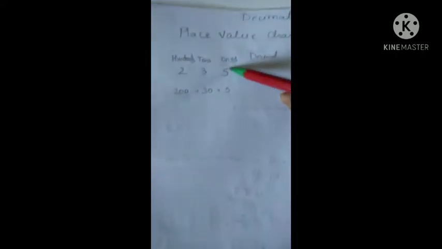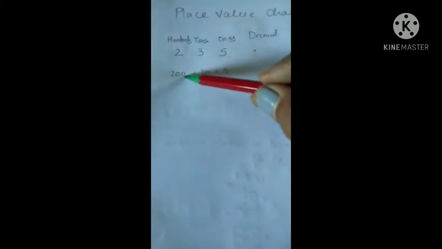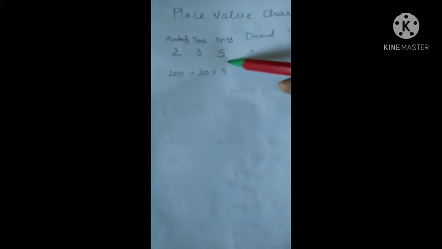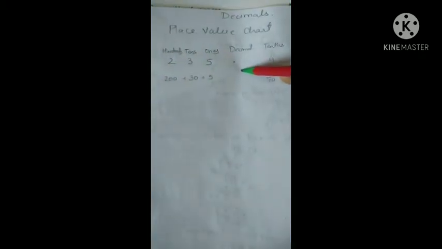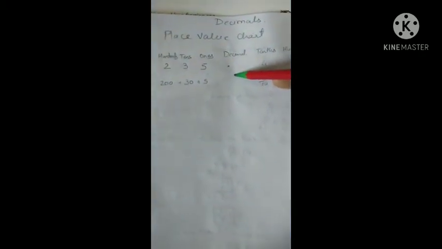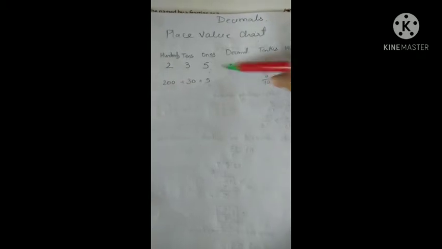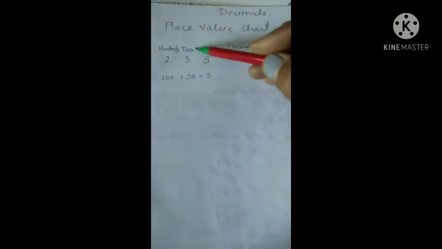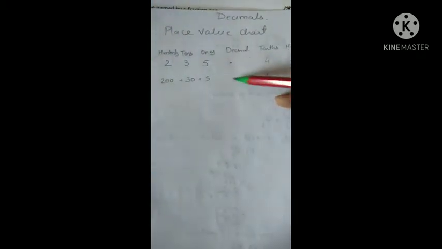Let me explain you one thing. In 5 ones we are writing 5, in 3 tens means 30, and 2 hundreds means 200, so it is 235, right? In decimal what will happen? Decimal means smaller than 1. This is the whole number. If it is smaller than 1, then you are writing it in a decimal form. The fractions are written in the decimal form.